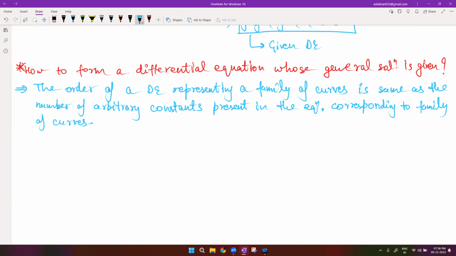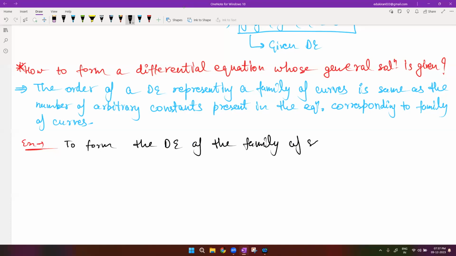So the important question will be, how many times do I have to differentiate? One time, two times, three times? I mean, up to what order my differential equation will be defined? So this order will be defined by the number of arbitrary constants present in the general solution, right? Okay, so for this, I'll give you an example. So example is to form the DE of the family of straight lines.